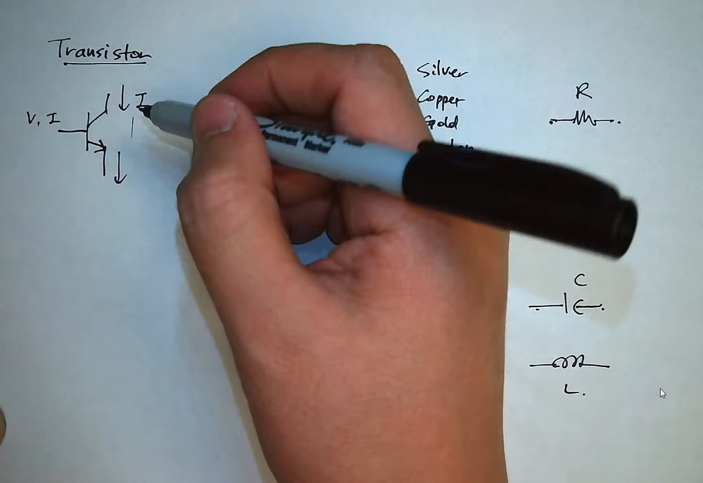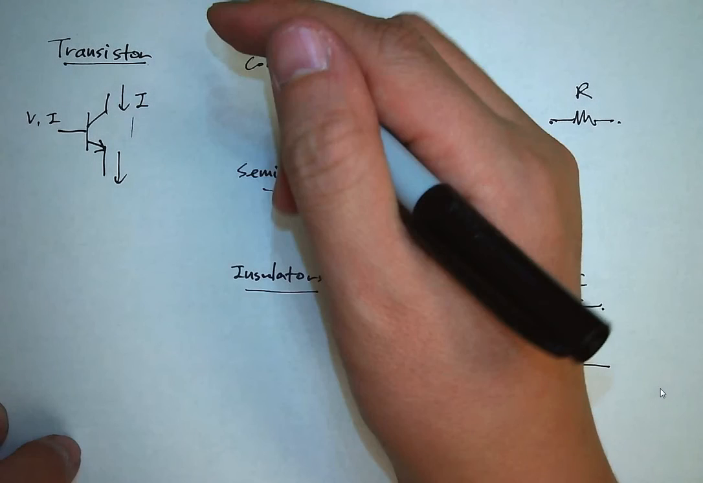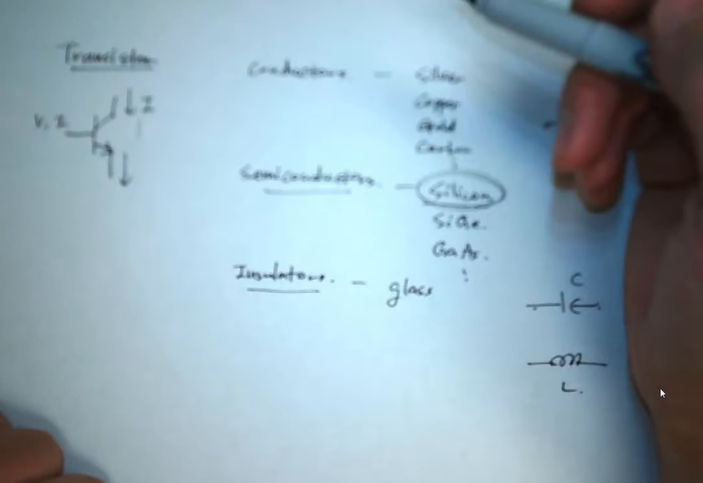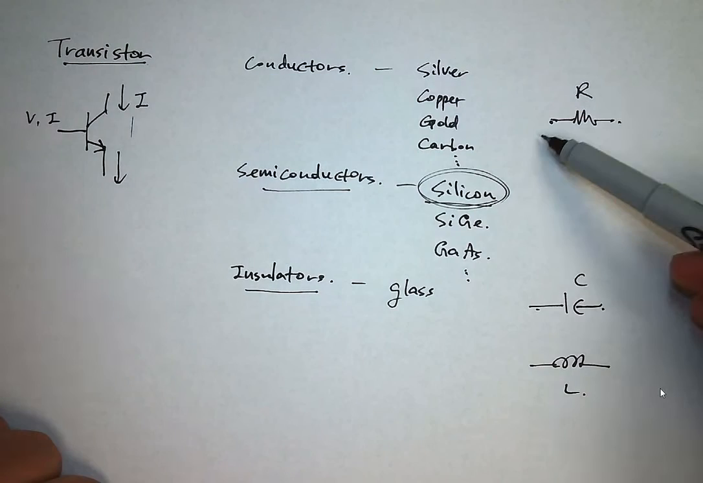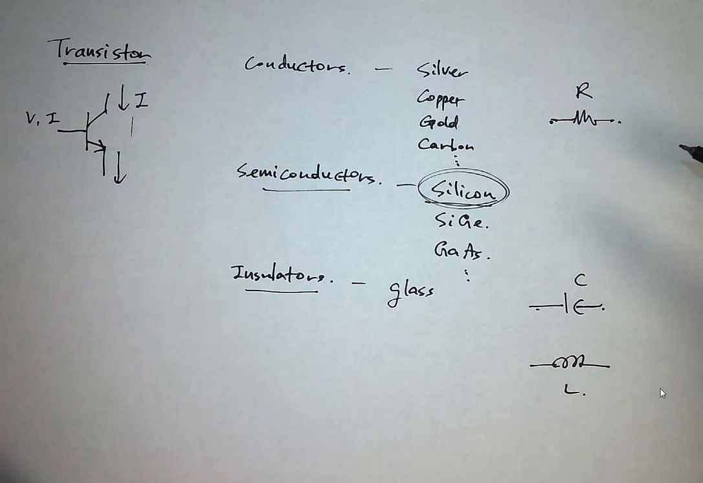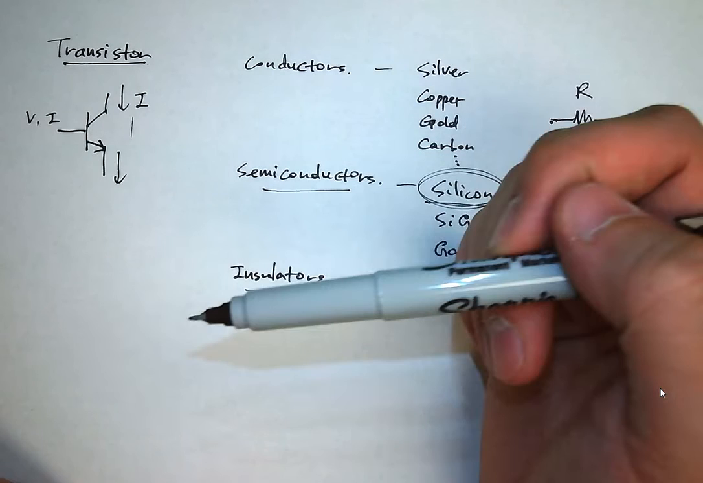So it's like a valve. Think of the transistor as a valve or a switch where you can control the current. But here, once current flows through, there's no way of controlling this for any of these. So that's the basic advantage for transistors.